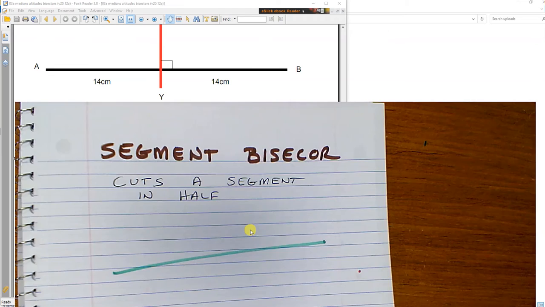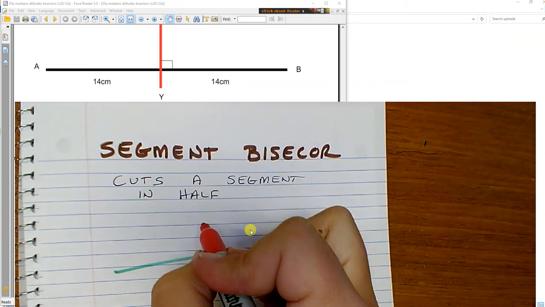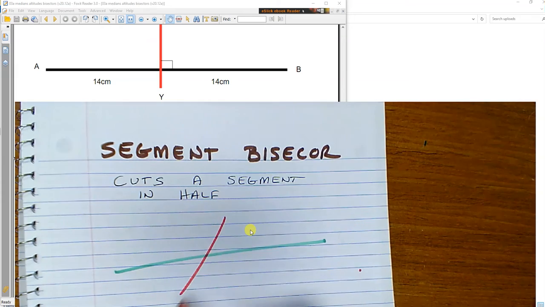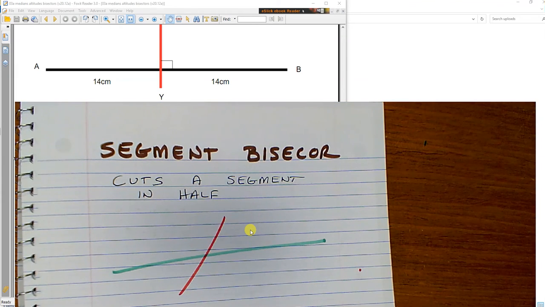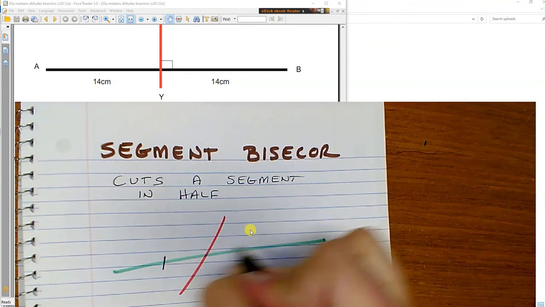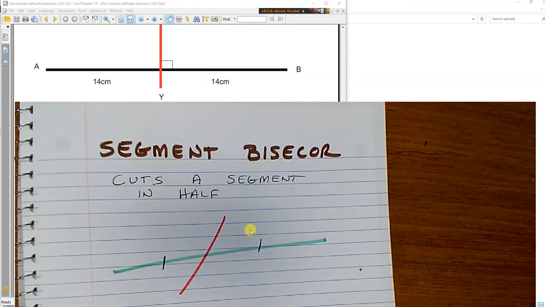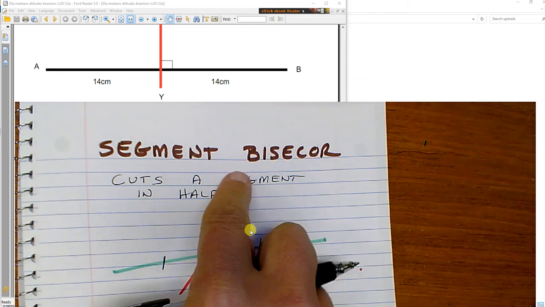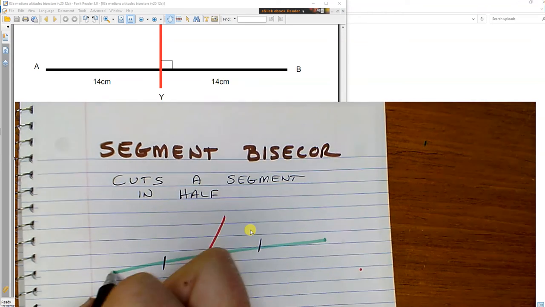So if I have this segment right here, boom, that's not a very good bisector, but do you see the red line is cutting AB in half?